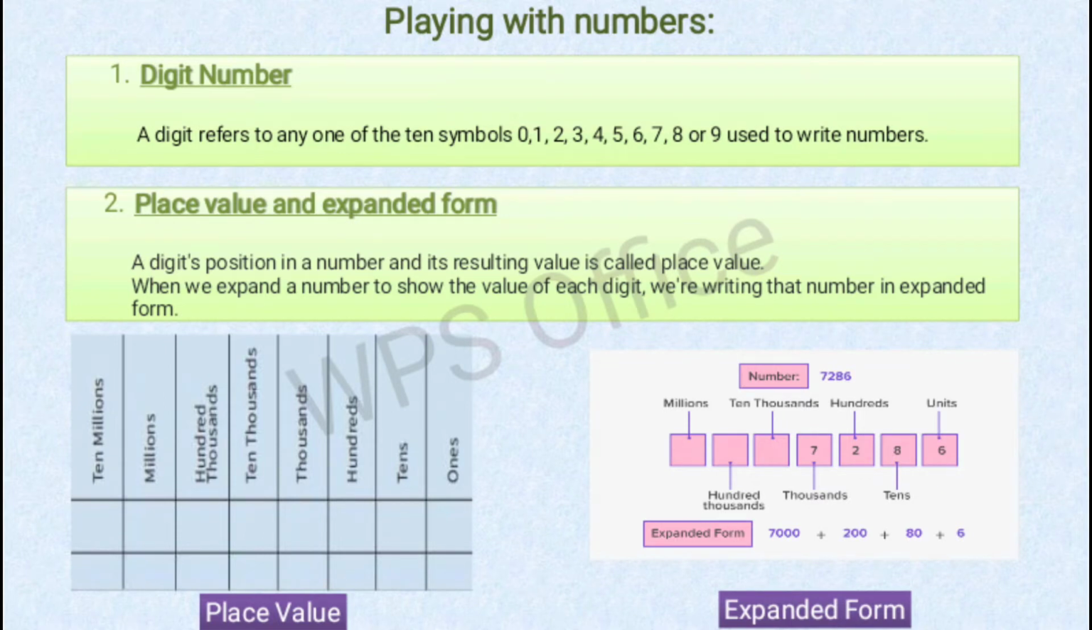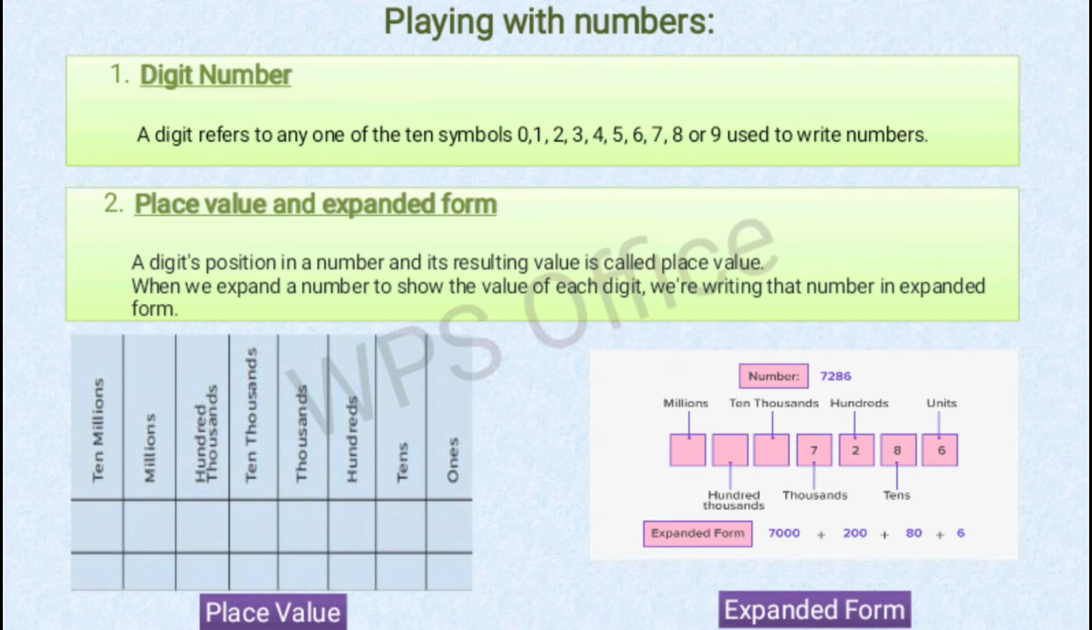Okay, now let's move towards our second subtopic, that is place value and expanded form. A digit's position in a number and its resulting value is called a place value. When we expand a number to show the value of each digit, we are writing that number in expanded form. Now look at the figure on the board carefully. Let's take an example of a 4-digit number, that is 7286.